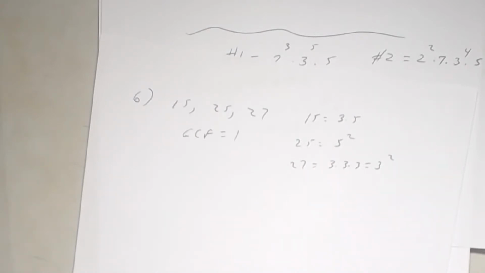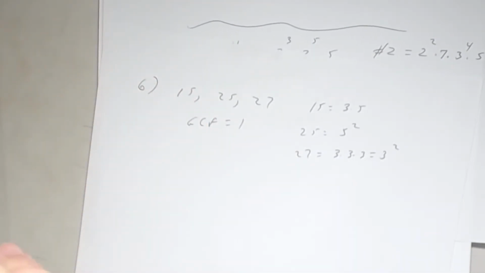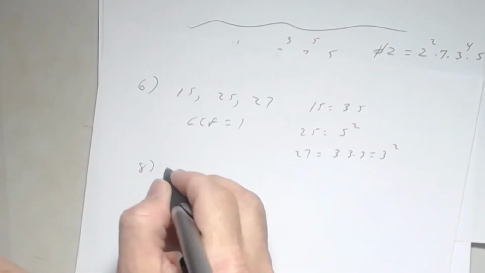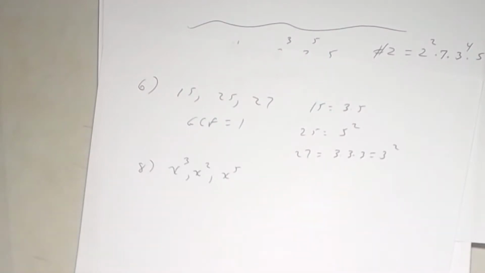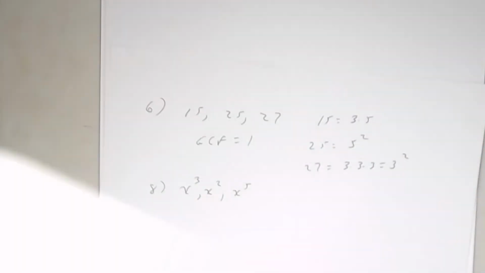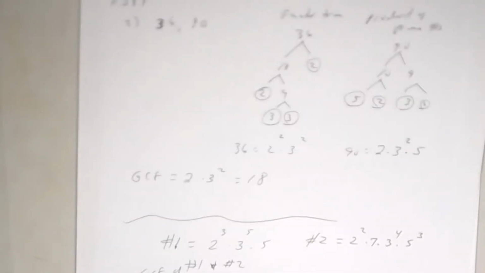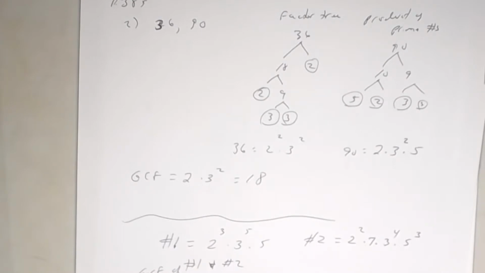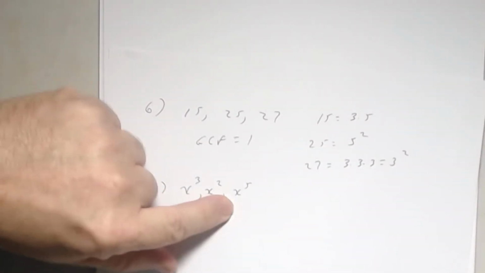Okay. Now, in your polynomial, you're also going to have variables. So let's find the GCF of this. This is going to be number 8. x cubed, x squared, x to the 5th. Before you go any further, remember what we talked about on the previous page: to find the GCF, you look at the one that has the smallest exponent. If I look at this, there are 3 factors of x, there are 2 factors of x, and there are 5 factors of x.